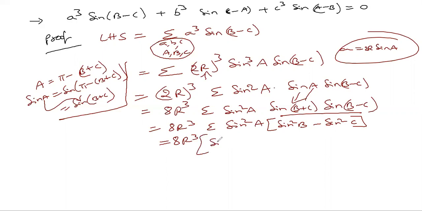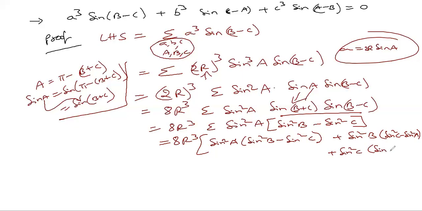If you apply sigma, it is sin²A × (sin²B − sin²C) plus, in place of AB, BC, CA. Like that you have to apply cyclicity: in place of AB next time, after B I have to take C, after C I have to take A. Plus sin²C × (sin²A − sin²B).